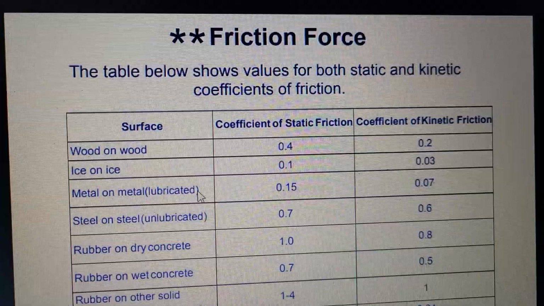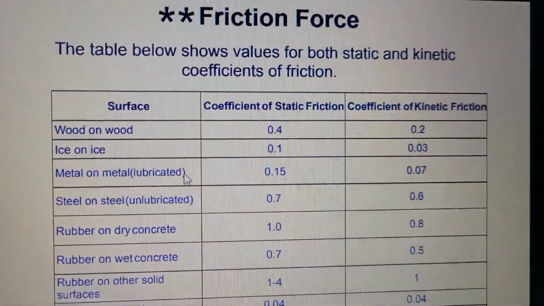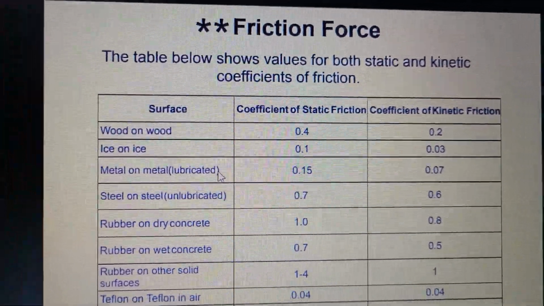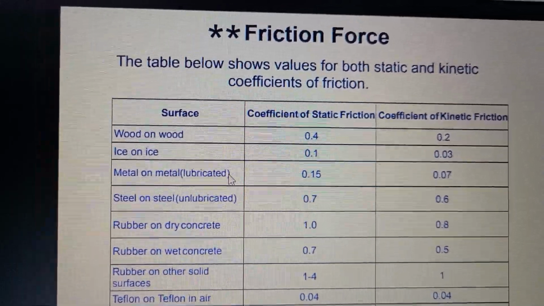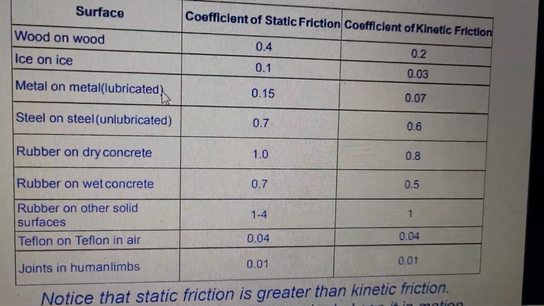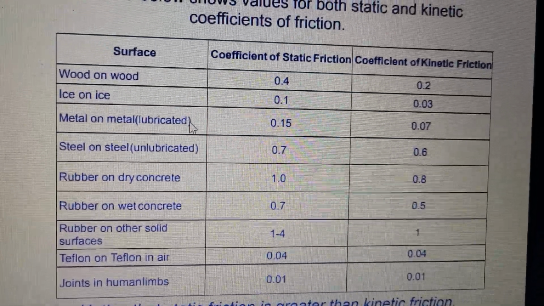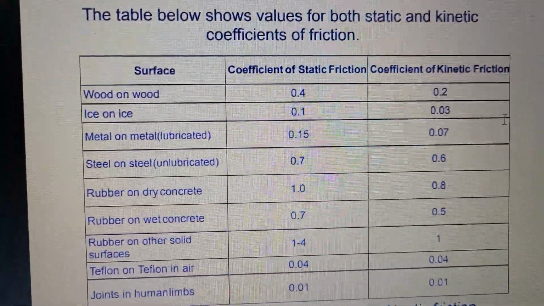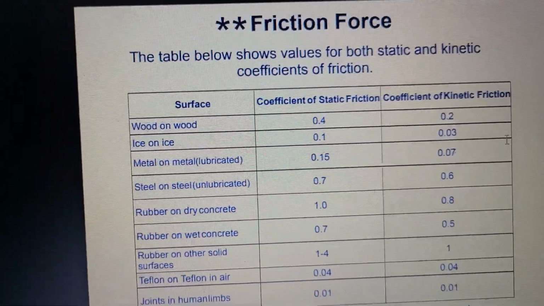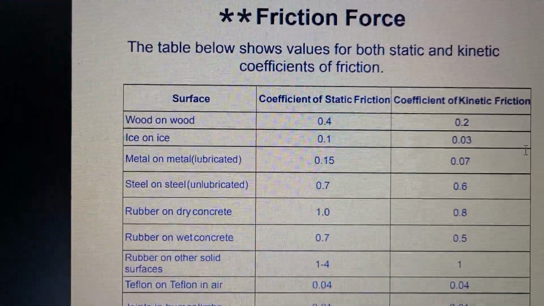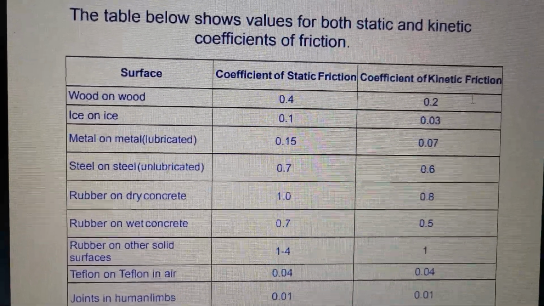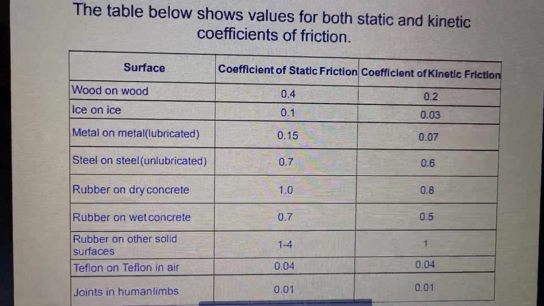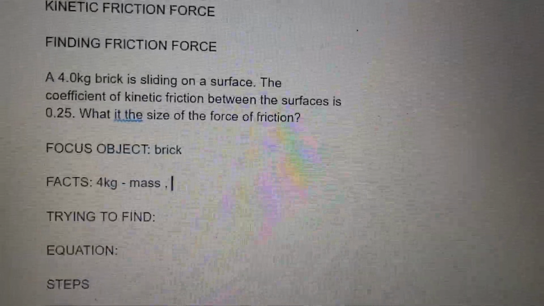Because it's 0.25, what surface do you think this item is sliding on if the coefficient of kinetic friction is 0.25? Give me something closer to that number. Ice. Okay, keep in mind if it's sliding on ice, the coefficient of kinetic friction is less than 0.25. So we're looking for something close to 0.25. What's close to 0.25? Wood on wood. So now you have an idea that maybe this brick is sliding on wood. So now understanding that, we can have a better image in our head on what we're working with.